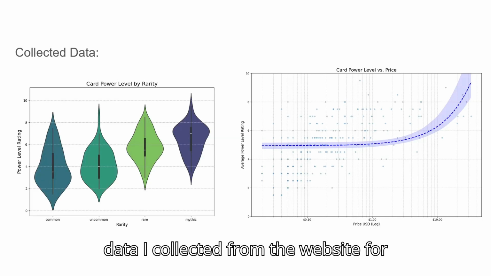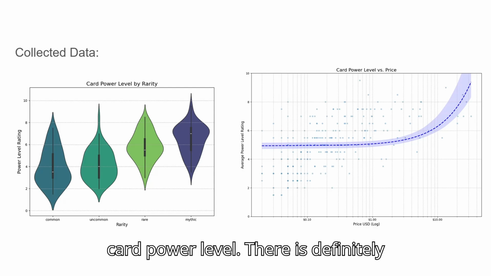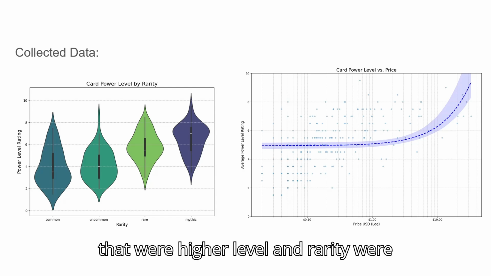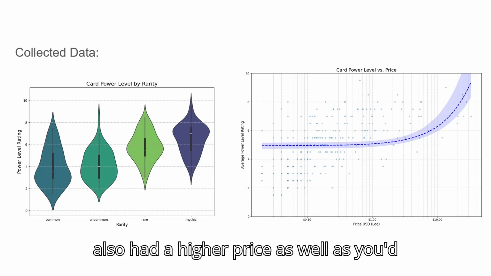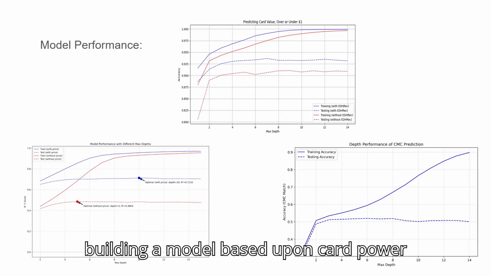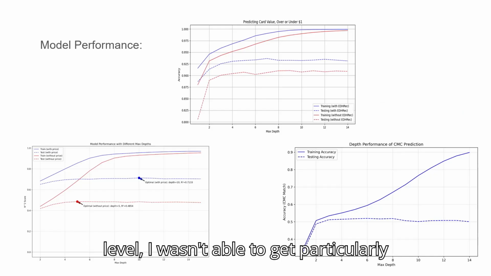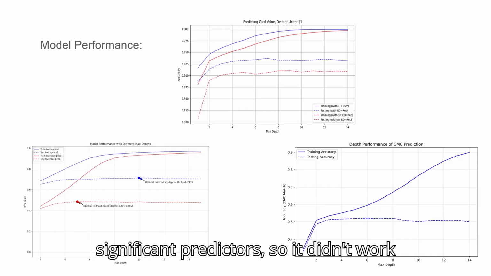This is the data I collected from the website. For card power level, there are definitely some results. For example, cards that were higher in rarity were more powerful, as you'd expect. Also, cards that were rated as higher power level also had a higher price, as you'd expect. However, when it came to building a model based upon card power level, I wasn't able to get particularly significant predictors, so it didn't work out quite as well as I'd hoped.